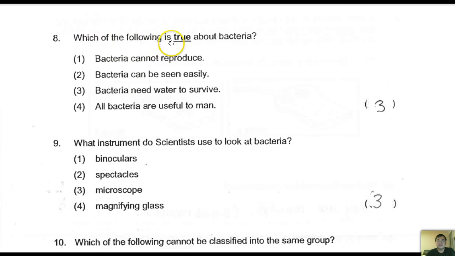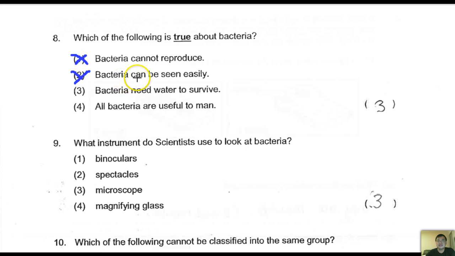Which of the following is true about bacteria? Let's take a look. Bacteria cannot reproduce. This is not true. Bacteria can reproduce. Why? Because they are living things. Now, bacteria can be easily seen. All bacteria are microscopic, so this is false.